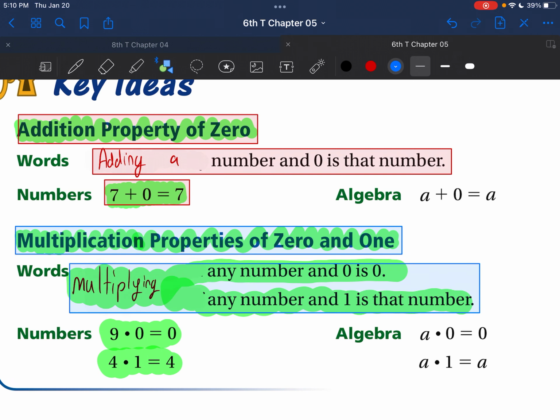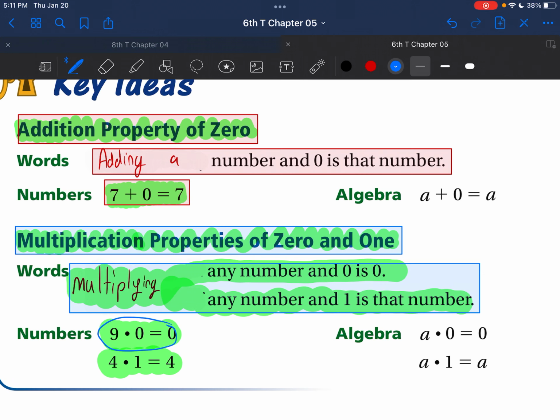I hope we know that, right? So 4 times 1 is 4. 5 times 1 is 5. 10 times 1 is 10. 1 million times 1 is 1 million. Also, the multiplication property of 0 is that any number that you multiply by 0 is 0. So for example, write this example down: 9 times 0 is 0. 4 times 1 is 4. This is called the multiplication property of 0 or the multiplication property of 1.